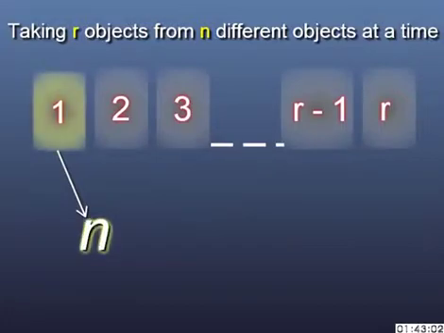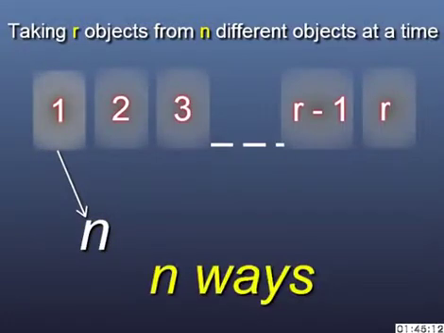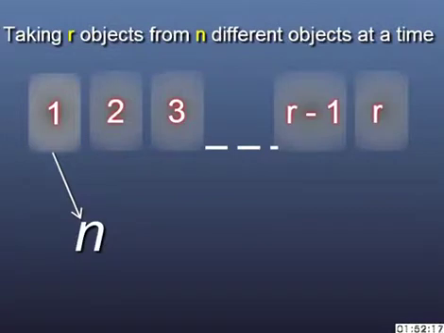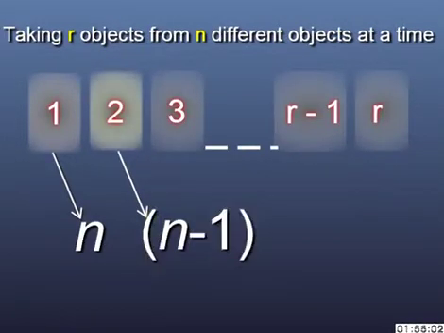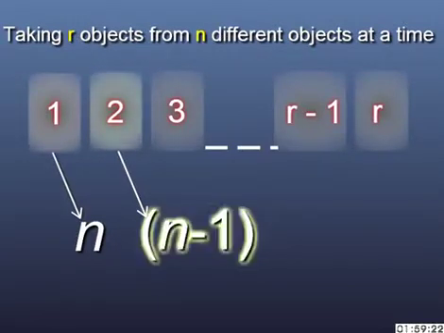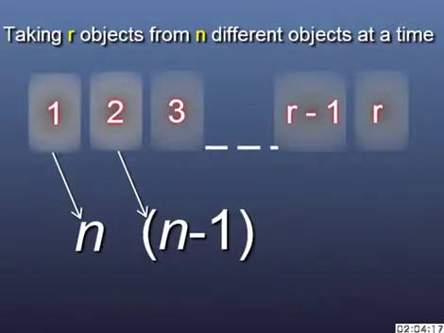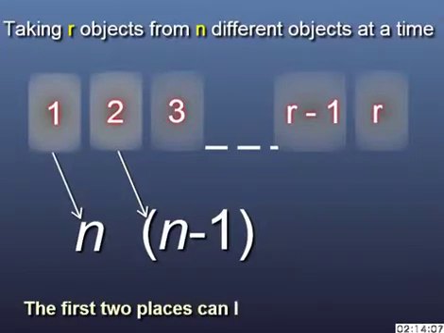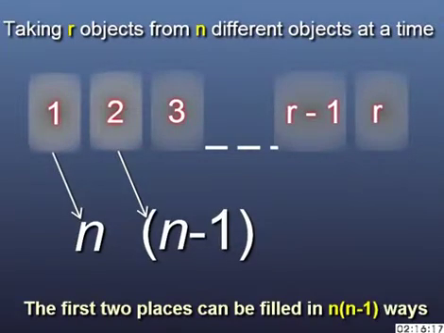The first place can be filled in n ways, as any one of the things can be used to fill up the first place. Having filled the first place, there are n-1 things left, and any one of these n-1 things can be used to fill up the second place. So, the second place can be filled in n-1 ways. Hence, by the fundamental principle of counting, the first two places can be filled in n into n-1 ways.